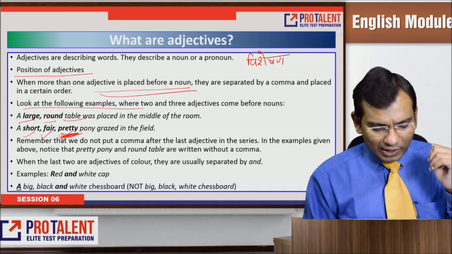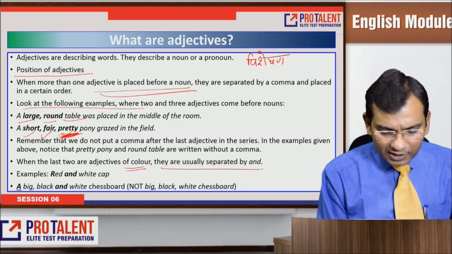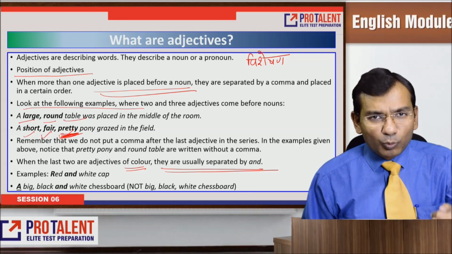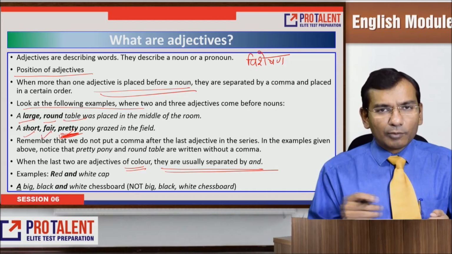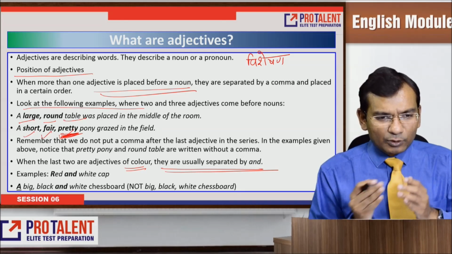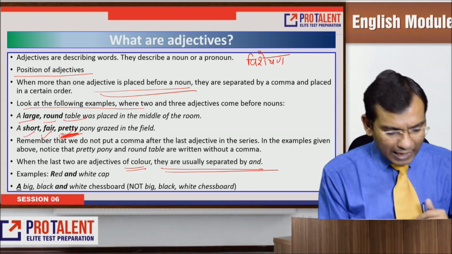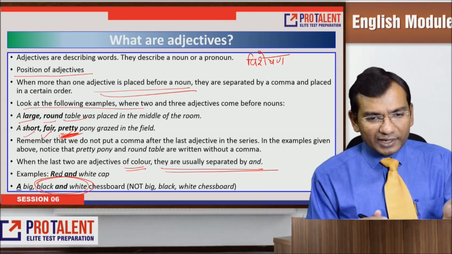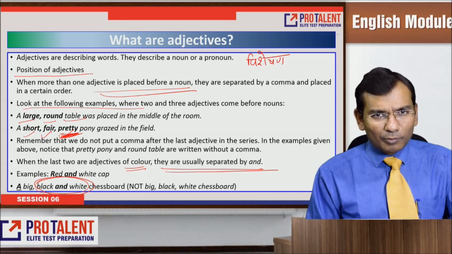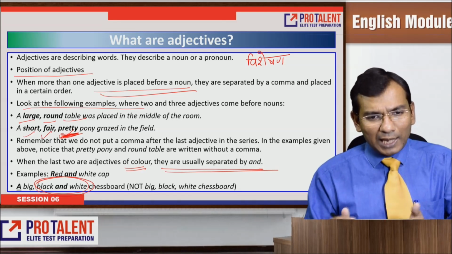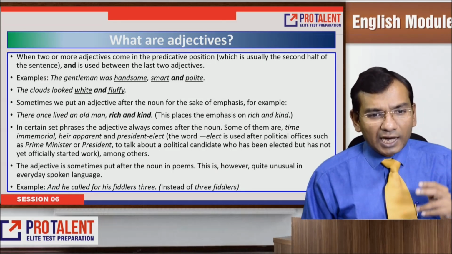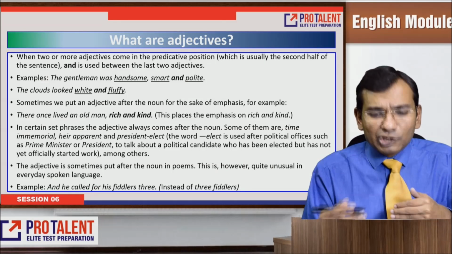When the last two are adjectives of color, they are usually separated by and. So red and white cap. Red comma white cap नहीं चलता है. Red and white. A big black and white chessboard. So you cannot use big comma black comma white. That is not right.